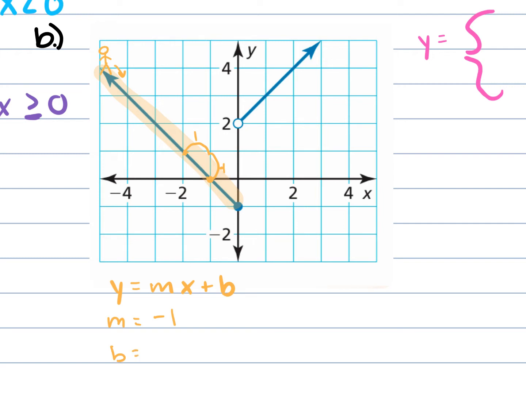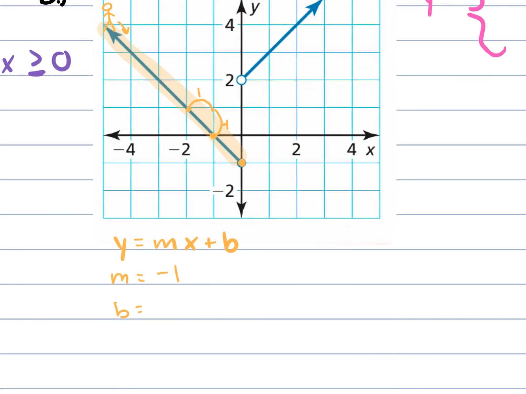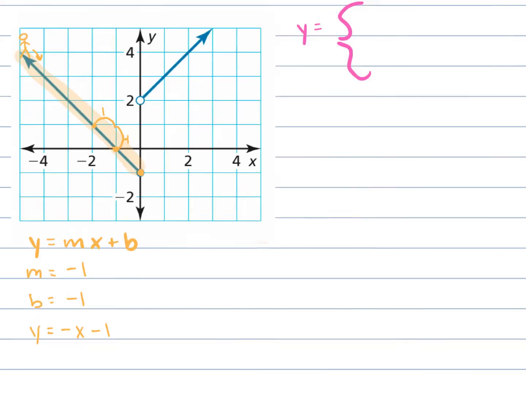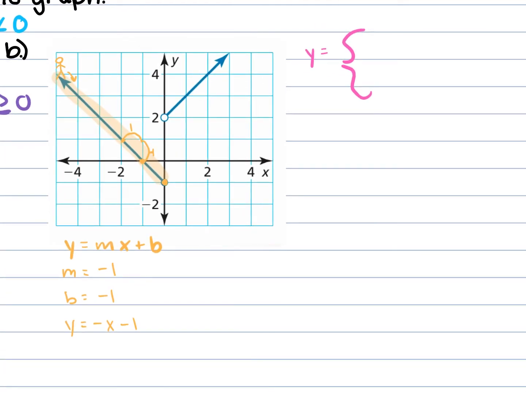What is my b? -1. It's where we cross the y-axis, which is at -1. So how would I write that equation of a line? -x minus 1. Perfect. y equals -x minus 1. So I already have that y equals outside my bracket. So inside I just put -x minus 1.